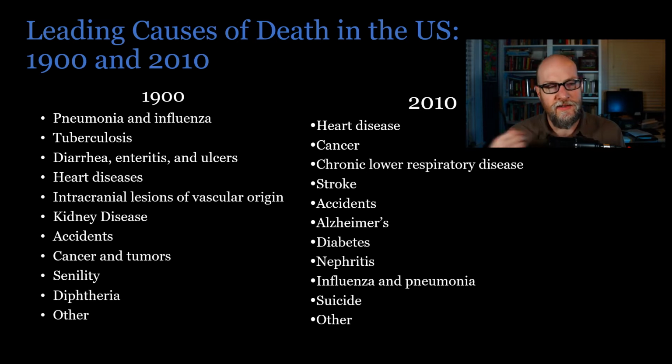Diabetes, again, a disease that you're more likely to develop as you get older. Nephritis, of course, and then influenza and pneumonia now have moved down the list quite a bit. They are accounting for only about 2% of deaths at this point. Heart disease, by the way, is almost a quarter, and cancer is also almost a quarter, 23.3% in this list.